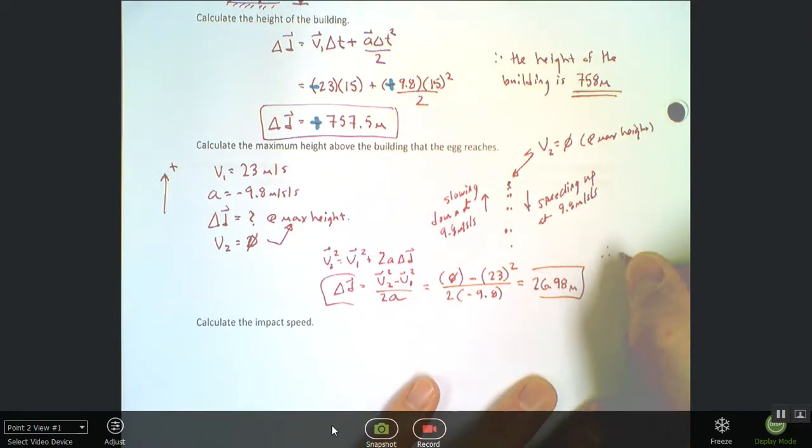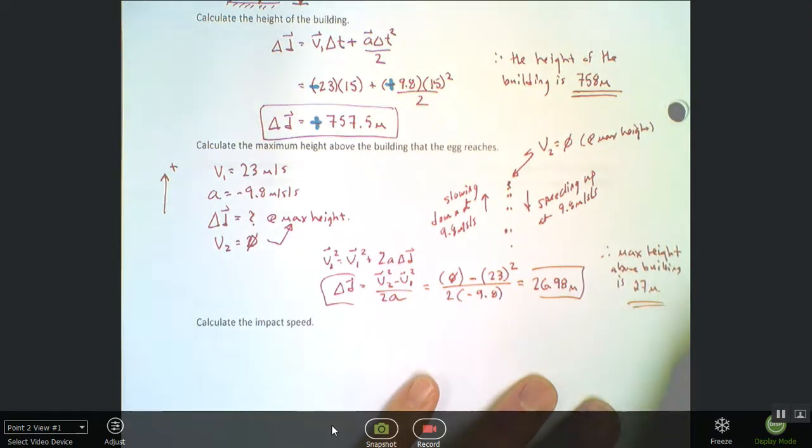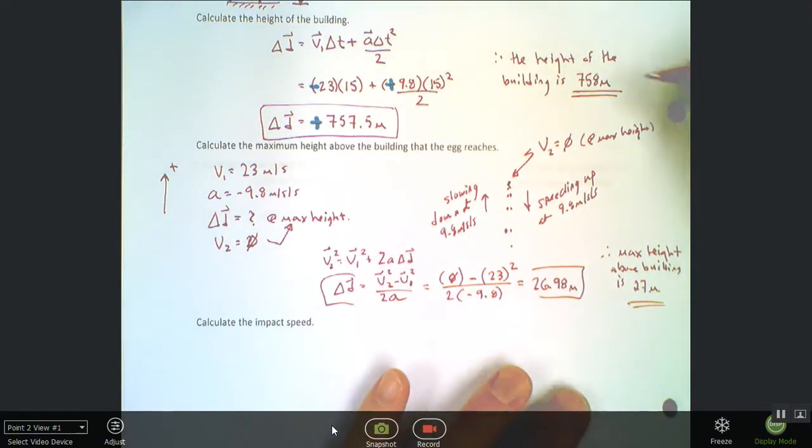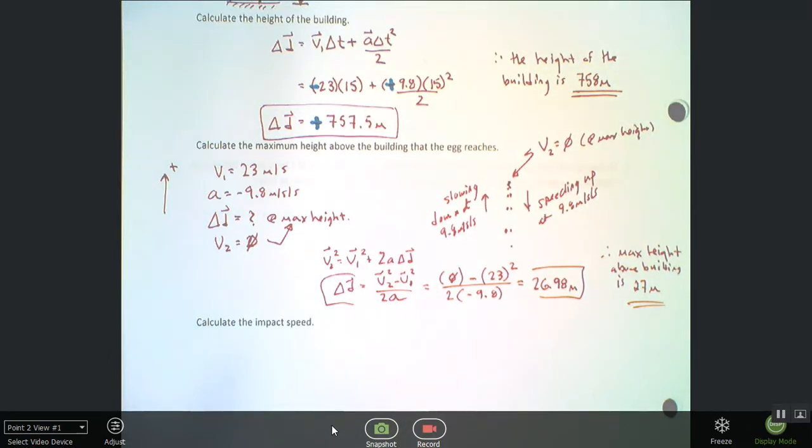So therefore, max height above building is 27 meters. Now, how high is it above the ground? 758 plus 27. And that's how high it would be above the ground in that case. So it would be about 785 meters above the ground.